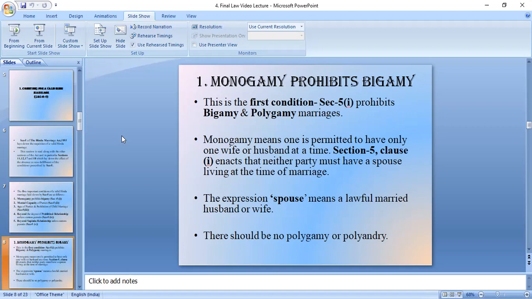So the first condition of marriage is monogamy, which prohibits bigamy. This is the first condition defined under section 5, subclause 1, which prohibits bigamy and polygamy marriages. Monogamy means one is permitted to have only one wife or husband at a time. Section 5, subclause 1 enacts that neither party must have a spouse living at the time of marriage. The expression spouse means a lawfully married husband or wife. There should be no polygamy or polyandry.